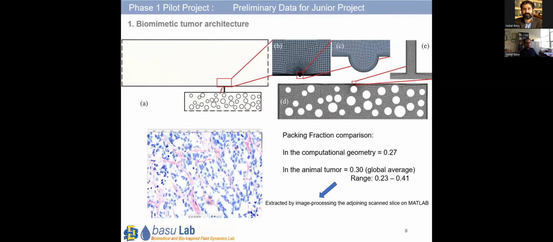Before we go into the details of this two-step simulation process, let me also note that the bio-inspired geometry that we see here was structured based on the typical packing fraction in tumor scans. And this packing fraction is also a function of the solid stress that these tumors are under. So in this particular test case, the packing fraction of the fiber bundles was 0.27. In comparison, the average packing fraction was 0.30 in this CT-generated image from a real tumor.